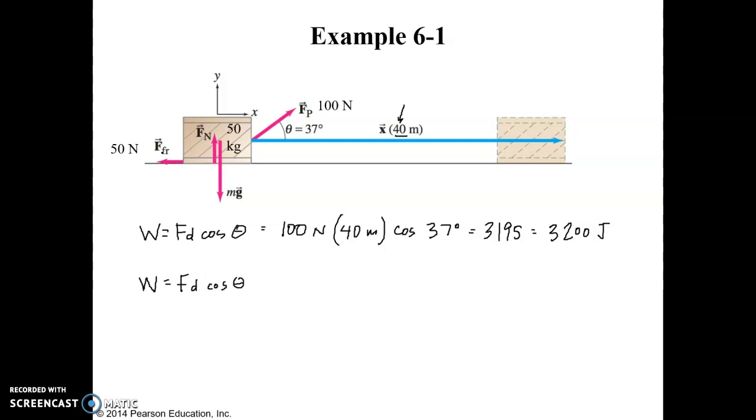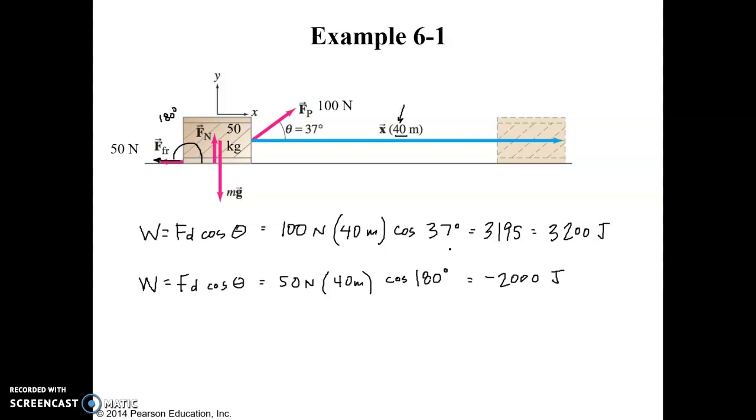except in this case theta is 0 because friction is moving in the same direction. Actually, I guess we could think of our direction here as being 180 degrees because it's going in the opposite direction as the motion. So our force due to friction is 50 newtons. The distance is 40 meters. And the angle is cosine of 180. Cosine of 180 is negative 1 times 40 times 50.